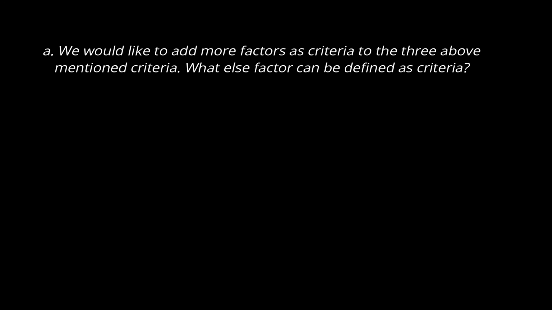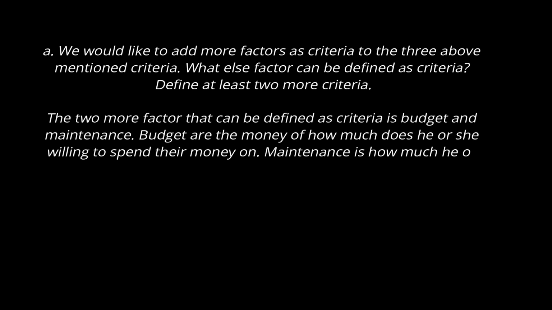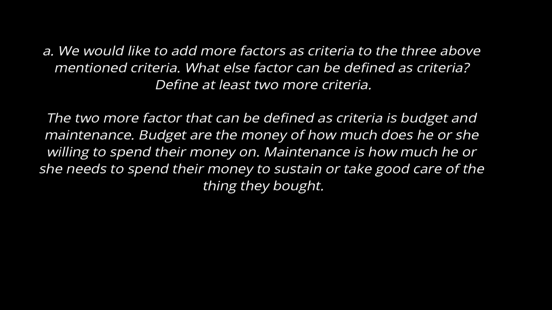We would like to add more factors as criteria to the three above-mentioned criteria. What factors can be defined as criteria? Define at least two more criteria. The two more factors that can be defined as criteria are budget and maintenance. Budget is how much money he or she is willing to spend. Maintenance is how much he or she needs to spend to sustain or take good care of the thing they bought.